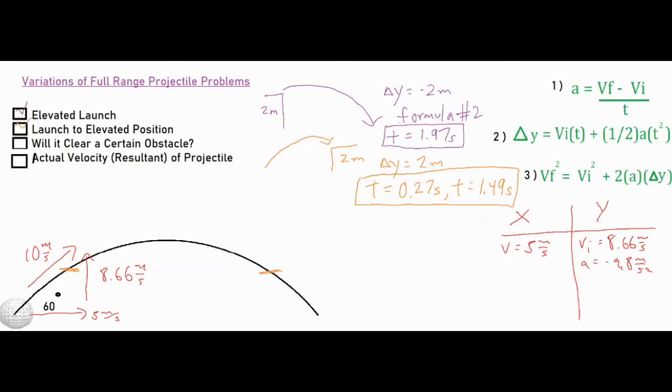Okay, number 3. Will it clear a certain obstacle? So for questions like this, you would typically get some kind of delta x and a delta y. It would say something along the lines of, will it clear an obstacle that is 10 meters tall, that is 5 meters away?